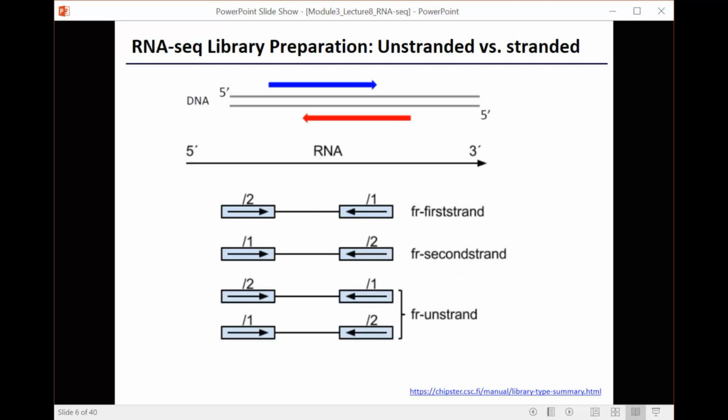So the directionality is not that important for the well-known transcripts, but it could be very useful for novel genes, especially for the novel long non-coding RNA study.